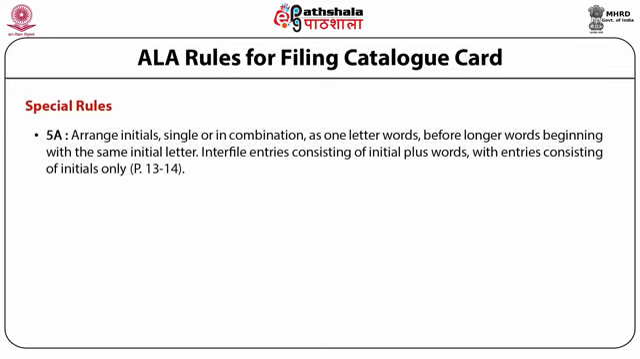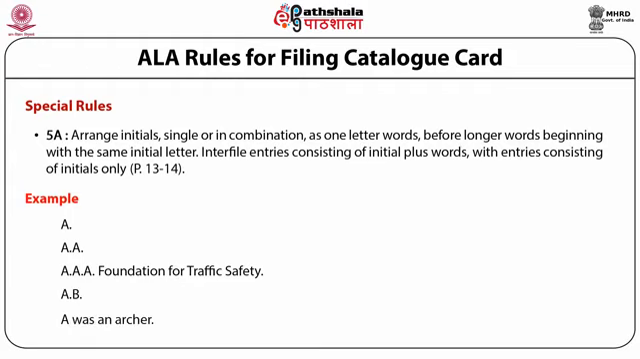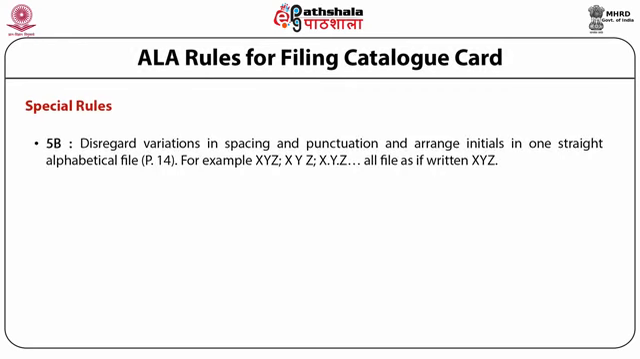Rule number 5A. Arrange initials, single or combination, as one-letter words before longer words beginning with the same initial letter. Interfile entries consisting of initials plus words with entries consisting of initials only. This rule is given on page number 13 and 14. Examples are as follows. A, Foundation for Traffic Safety. A was an architecture.